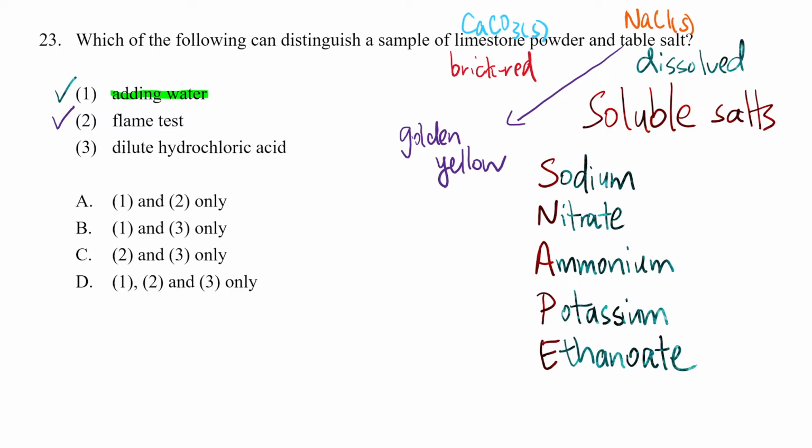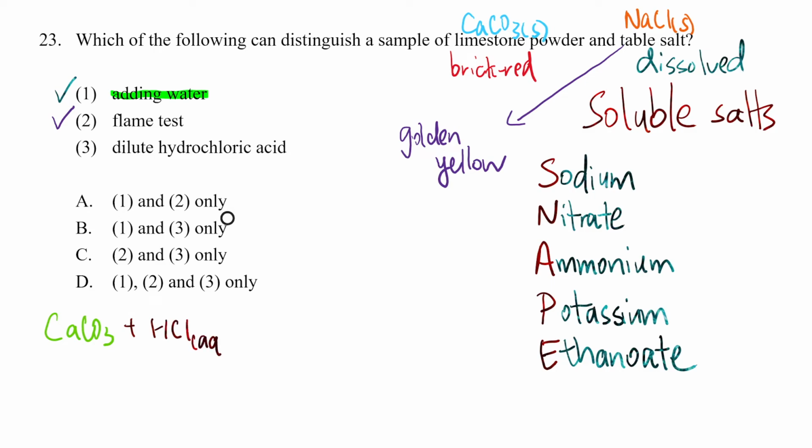And the last one, dilute hydrochloric acid. Now, dilute hydrochloric acid, yes, we have learned in topic 1, planet Earth, that it could react with limestone powder. There is no observable change with table salt. But let me go ahead and write down the chemical equation for you so it's easier. So when calcium carbonate reacts with hydrochloric acid, before I balance it, let me just write it for you.